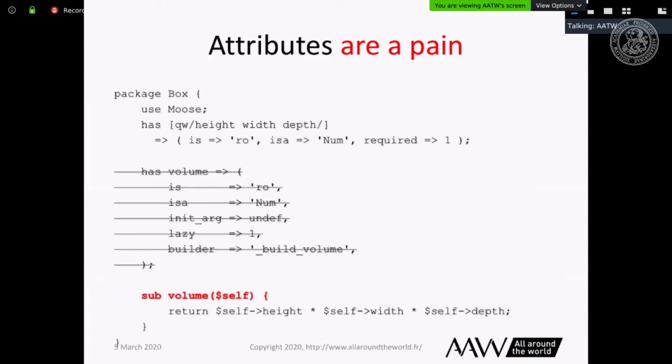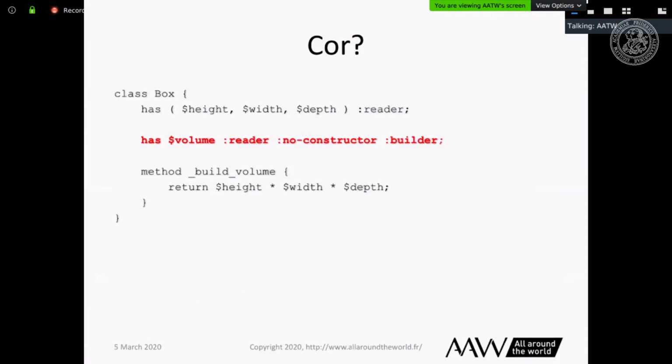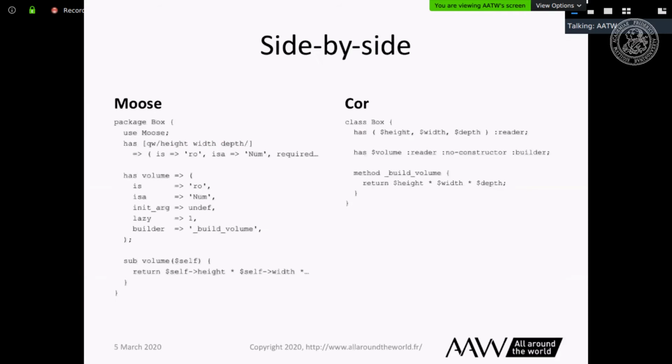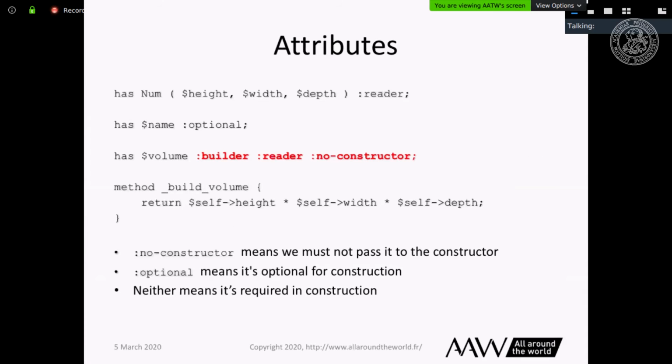How do you replicate this behavior in Core? Has $volume, we've got a reader, no constructor, we're probably going to change that to private. And we say it has a builder, and then we build the volume method. And it just does everything you just saw, but it makes it very, very easy to declare this attribute that you have once and only once. Here's a side-by-side comparison. I know which of those I would rather program in. So Core is simple, straightforward. But let's look at attributes a little bit more.